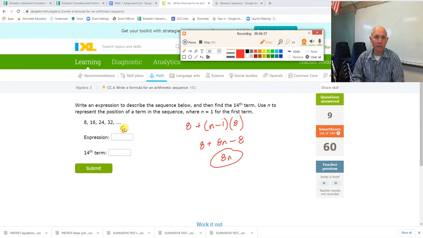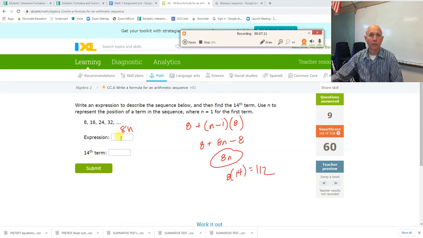That's going to go right there. But now we're going to use it to find the 14th term. So 8 times 14 is 112. 8n is the expression. The 14th term is 112. If I plug in a 1, out comes an 8. If I plug in a 2, out comes a 16. Good.